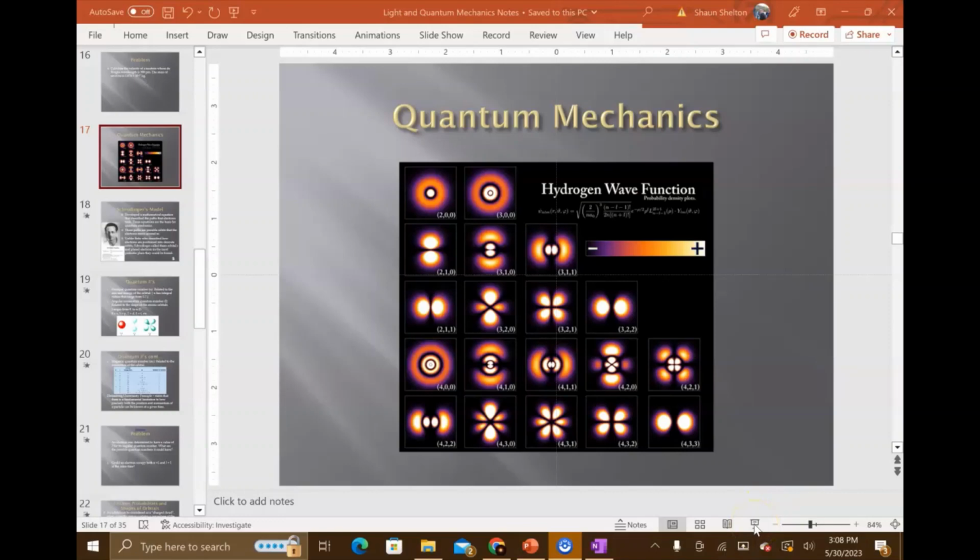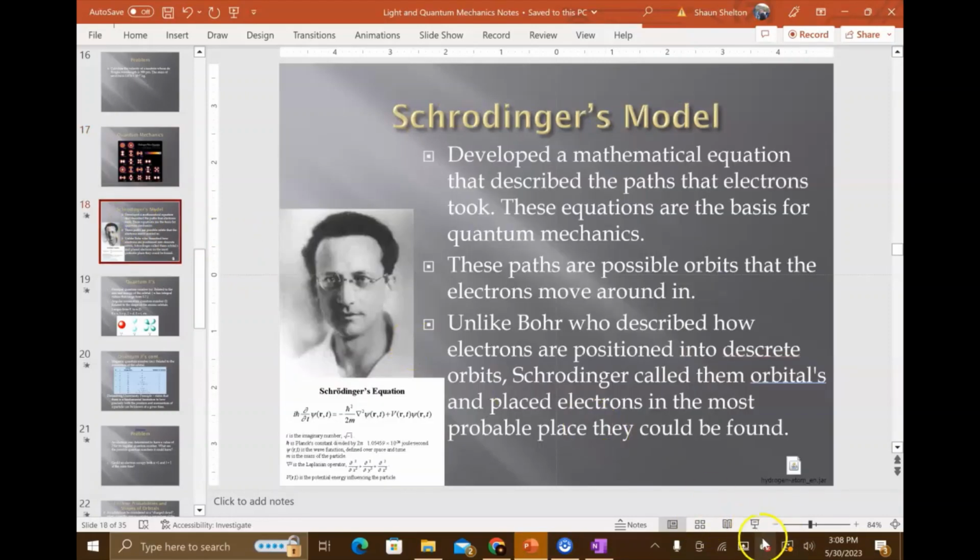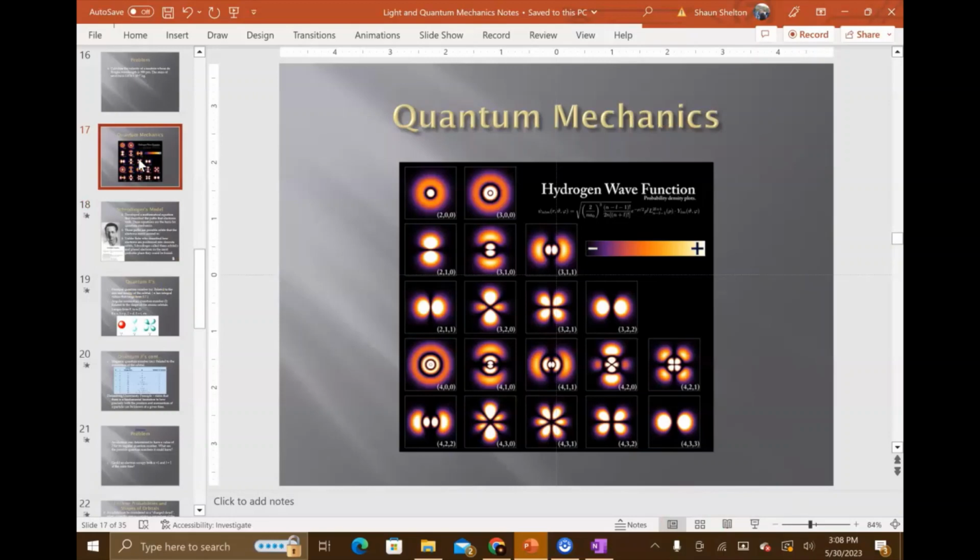Hello, everyone. In this lecture, we're going to be looking into quantum mechanics and what all it entails. In the PowerPoint slides, we're going to be picking up on the one that pertains to Schrodinger's model, and that's where we're going to start. But really, in all honesty, the whole quantum mechanics model is based around Schrodinger's equation, which ultimately looks at hydrogen and its wave functions in detail.